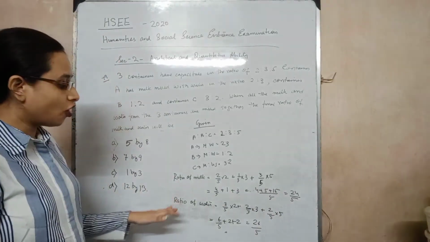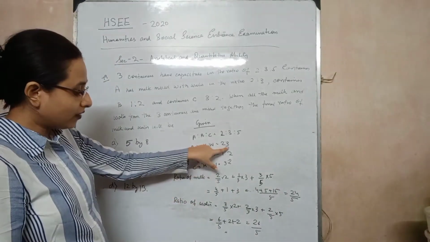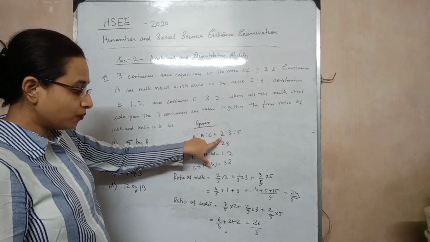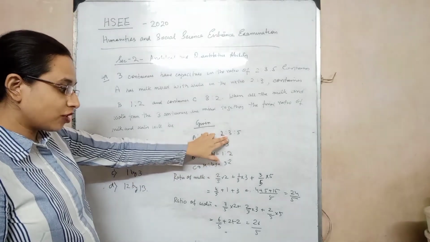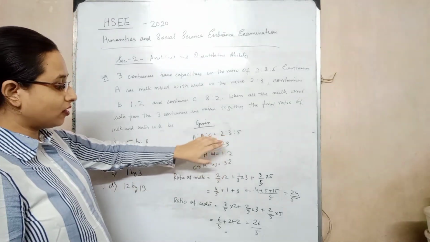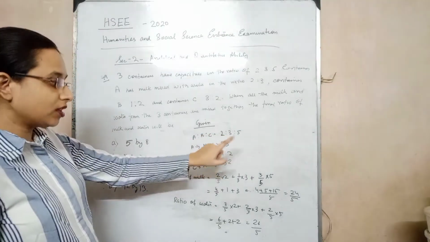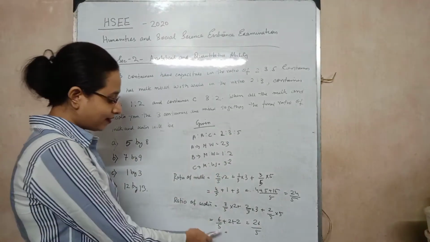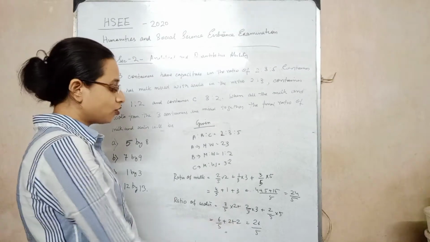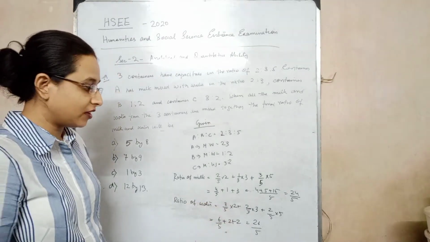Now coming to the ratio of water, 3 by the total, that is 5 into 2, plus 2 divided by 3 into 3, and next is 2 divided by the total, that is 5 into 5. So after calculation, we get 6/5 + 2 + 2, which gives us 26/5.